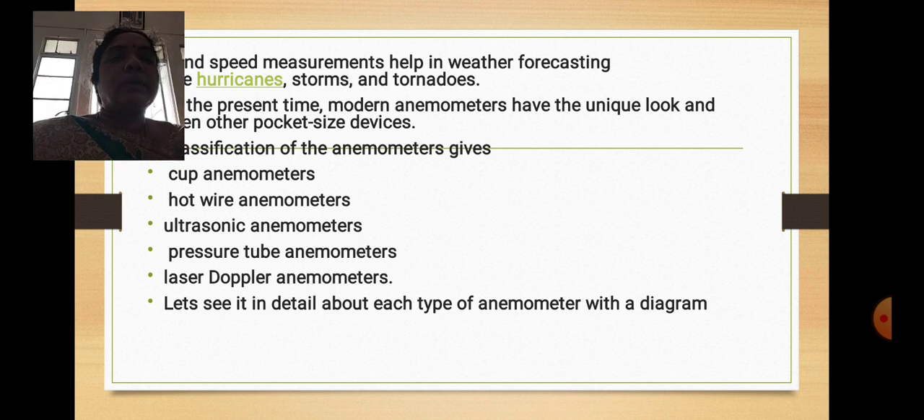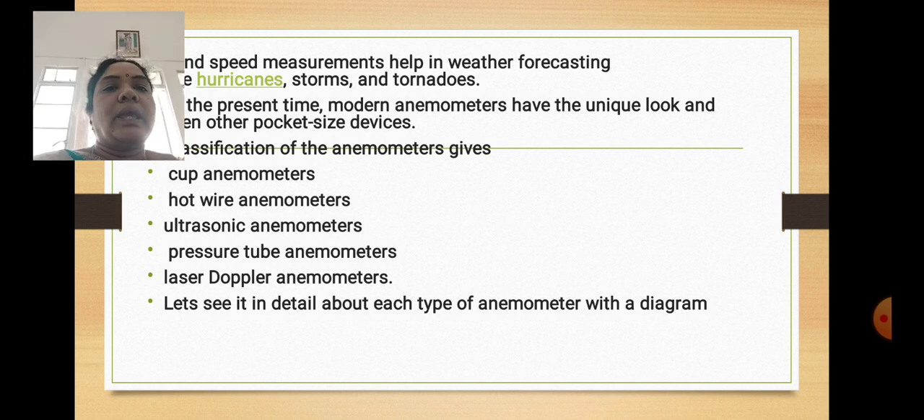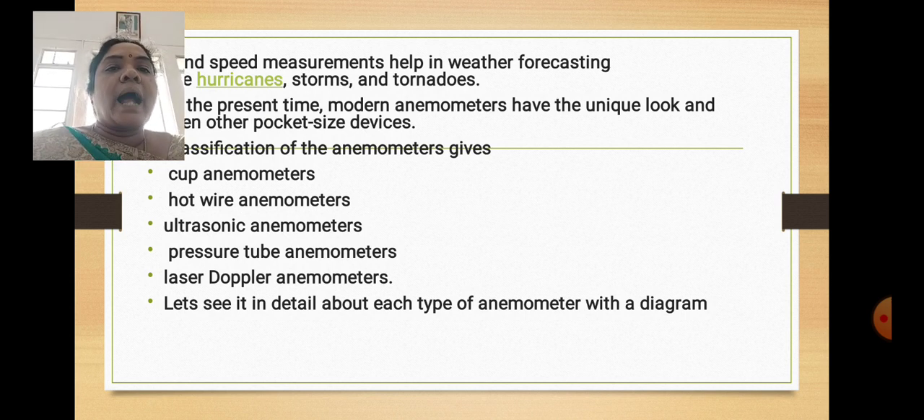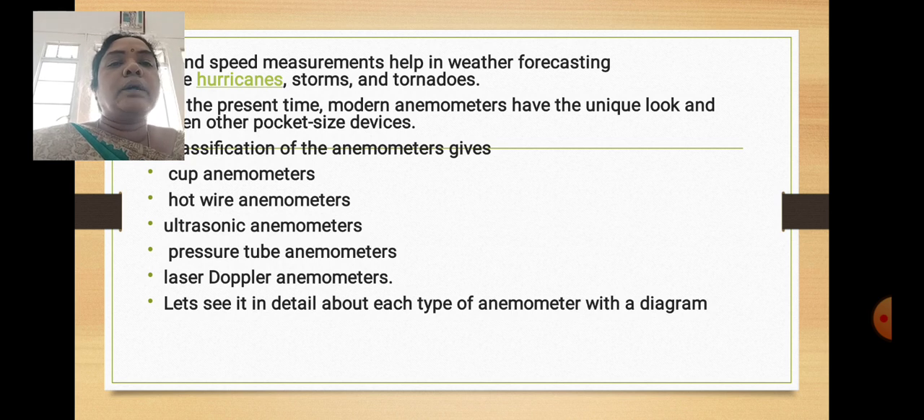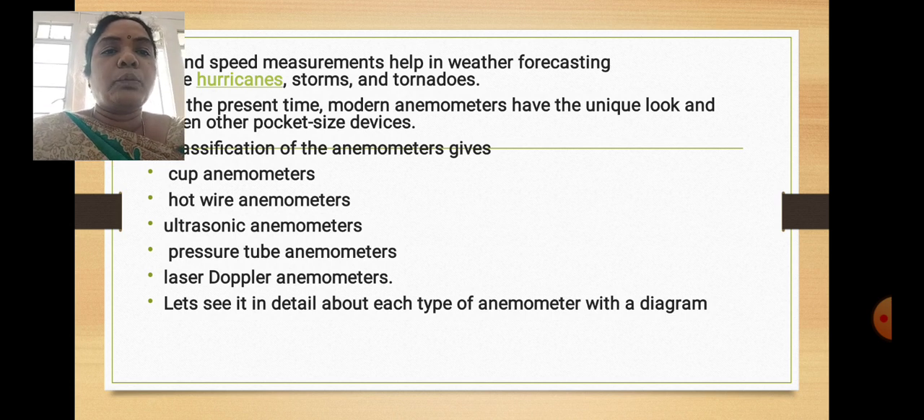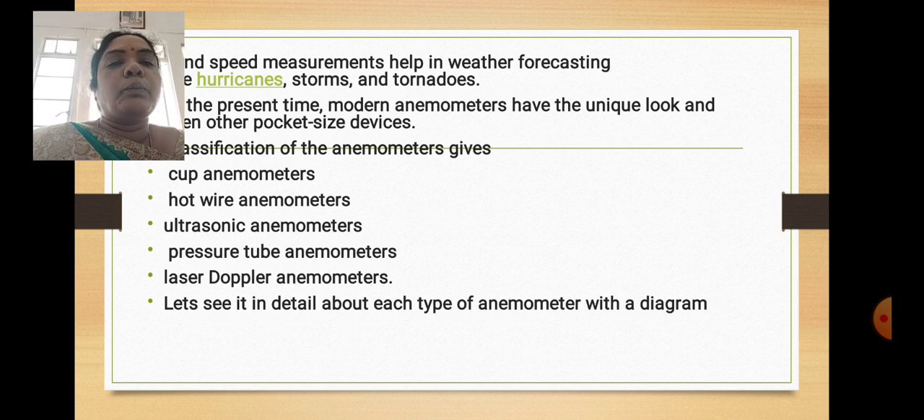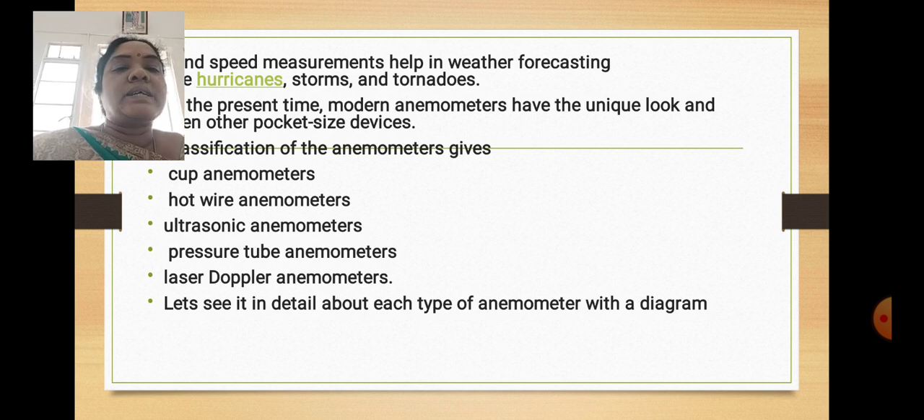Wind and speed measurements help in forecasting hurricanes, storms, and tornadoes. At the present time, modern anemometers have a unique look, and they are often found in other pocket-sized devices. There are different classifications of anemometers. They are cup anemometers, hot wire anemometers, ultrasonic anemometers, pressure tube anemometers, and laser Doppler anemometers. Let us see each type of anemometer in detail with a diagrammatic representation.